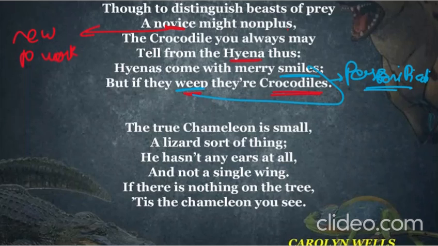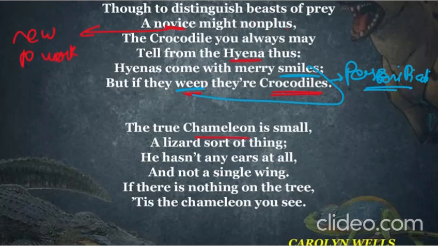A true chameleon is small, a lizard sort of thing. He hasn't any ears at all and not a single wing. If there is nothing on the tree, there's the chameleon you see. So in the end, Caroline Welch is telling about the last animal, an insect you can say, the chameleon. The chameleon can change its colors, right? It can camouflage. You have studied that in science.